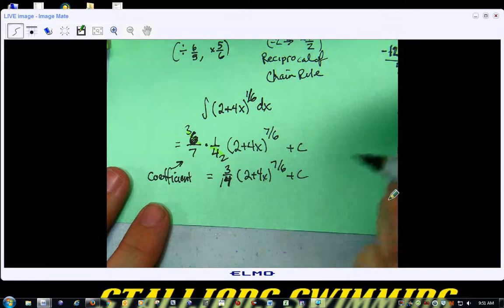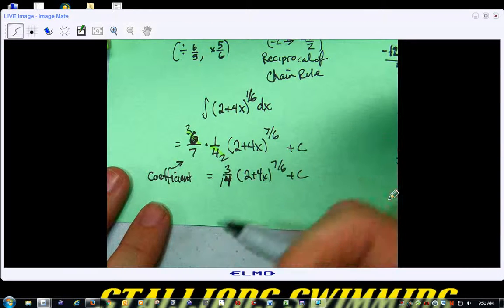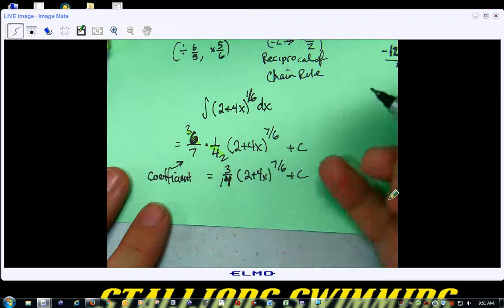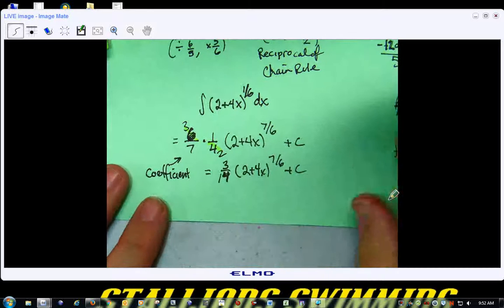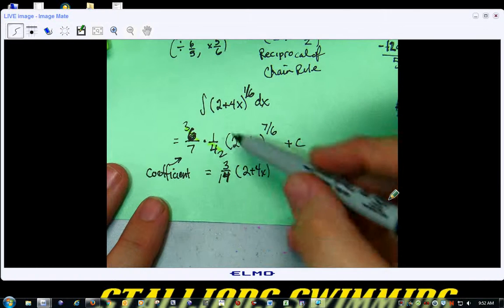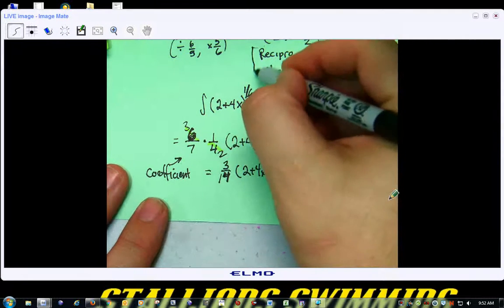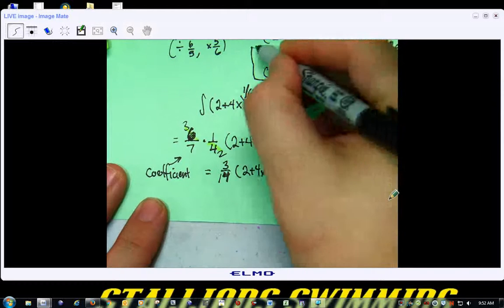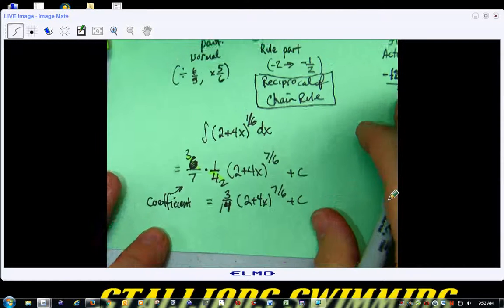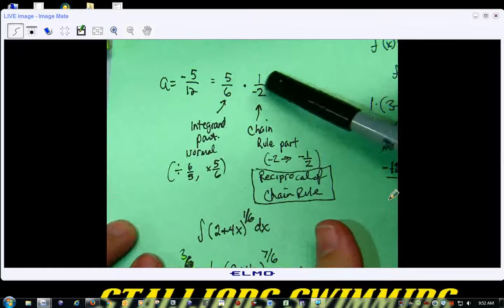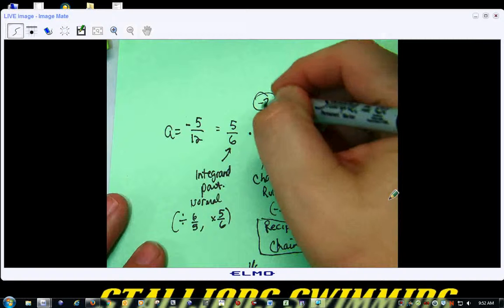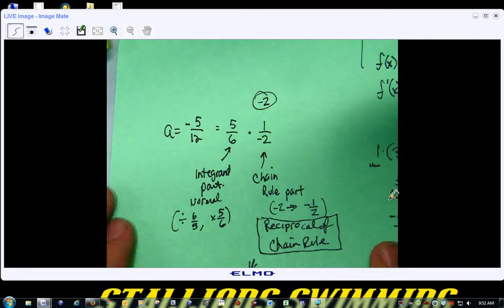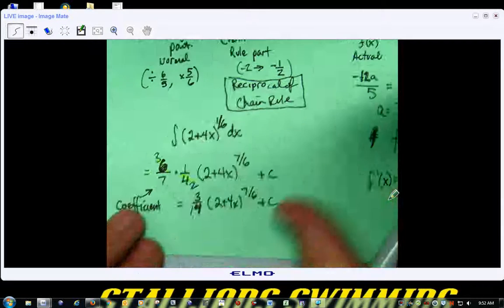Alright, so let's go ahead and take the derivative of this and see if we actually get back to what is inside the integral. What we saw from our first problem was that the value from the chain rule was a -2, and we ended up using 1 over -2. So from this part, the chain rule would be a 4, so we use 1 over 4 instead. So let's see if it works.